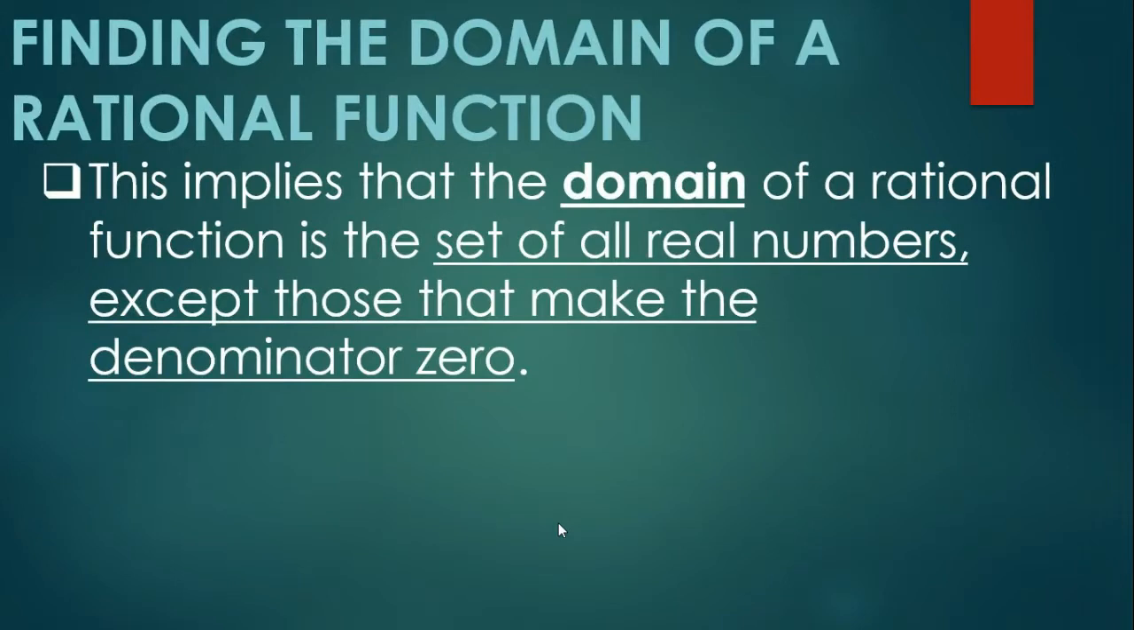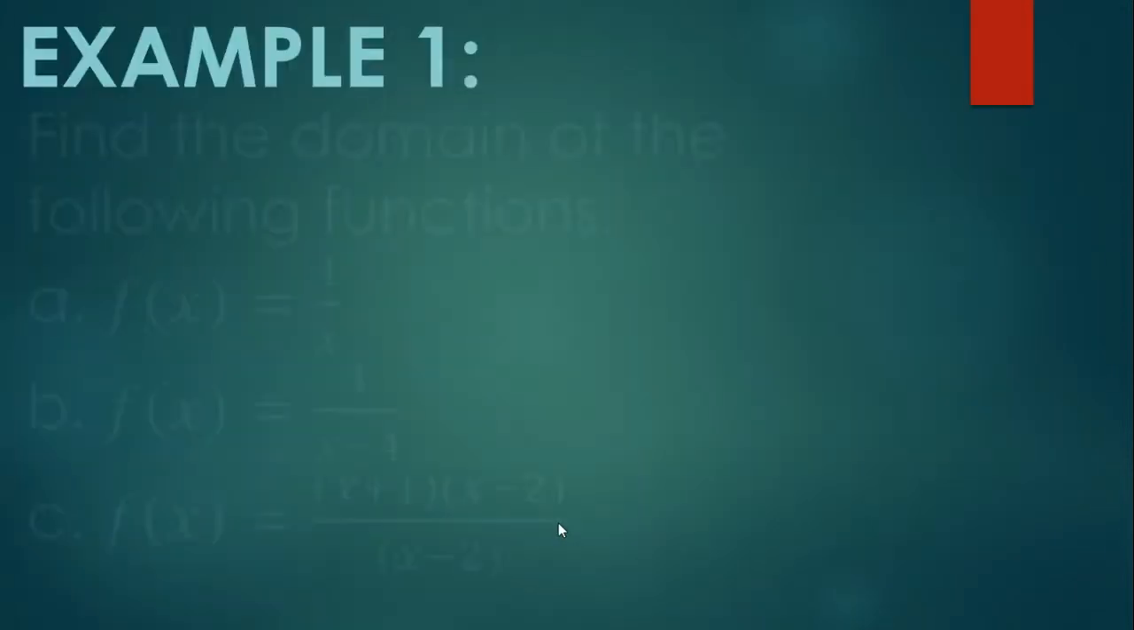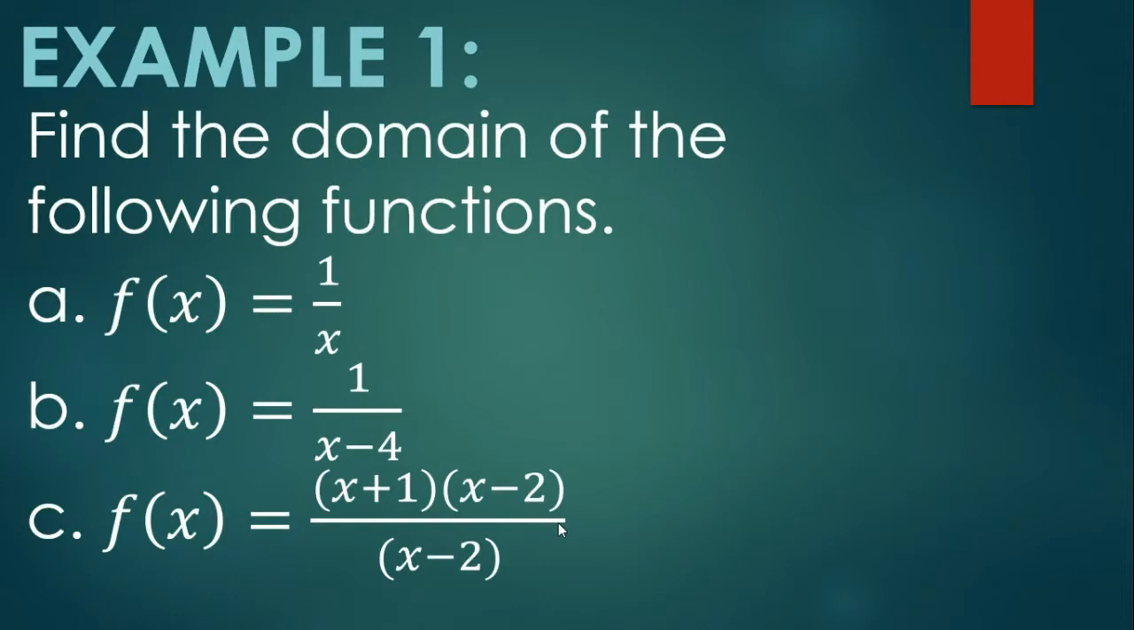This implies that the domain of a rational function is the set of all real numbers except those that make the denominator 0. To find these x values to be excluded from the domain of a rational function, equate the denominator to 0 and solve for x. Okay, that is the step, the process in obtaining the domain of a rational function. For the example number 1, find the domain of the following functions. For the solution, watch this video.